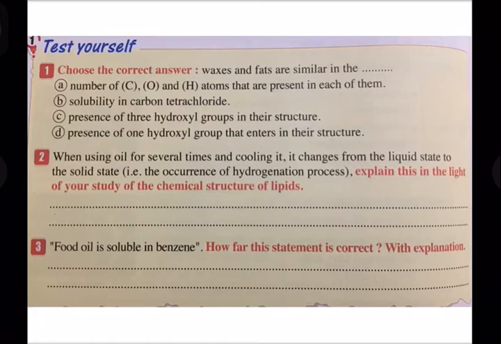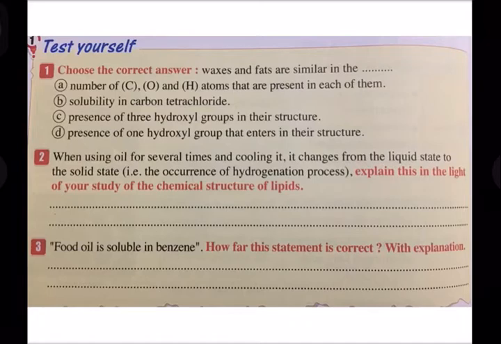فهنقول explain this in the light of your study. هنقول hydrogenation process هي breaking the double bond between the carbon atoms and increasing the percentage of hydrogen, converting it into saturated fatty acid اللي هو between brackets fats. تمام، وقول اللي انت فاهمه، ما ترتبطش بإجابة الكتاب المعاصر.